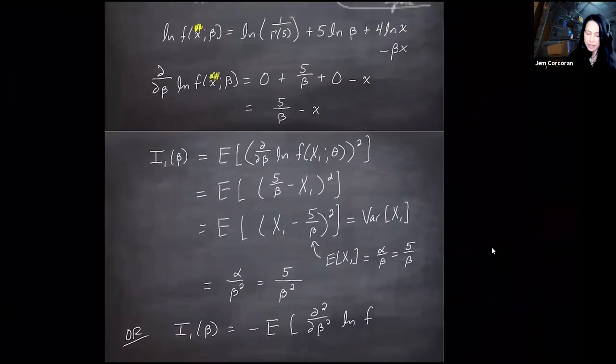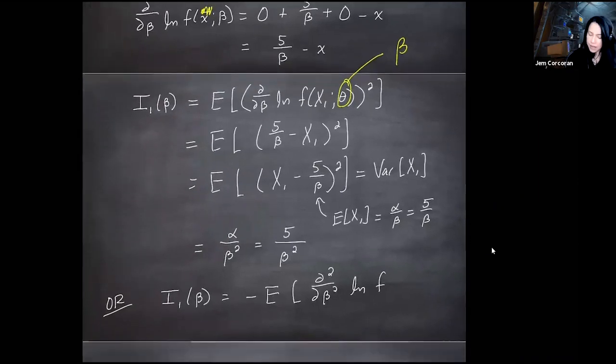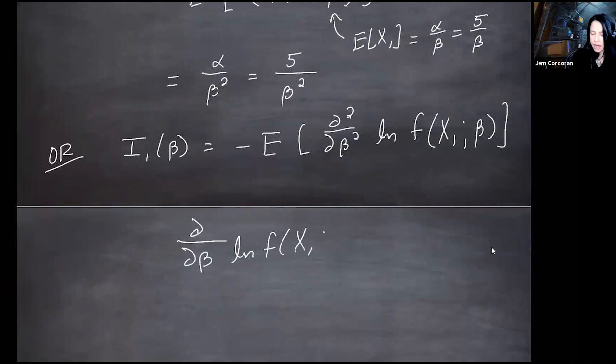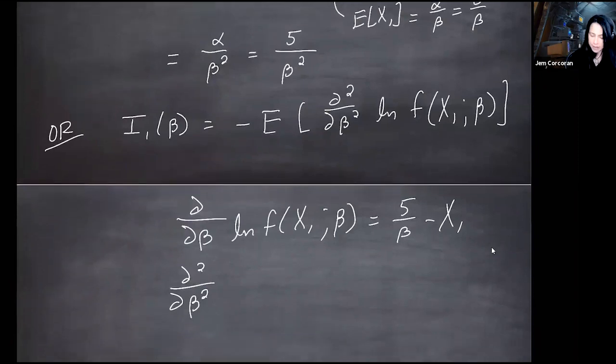Man, I'm doing this all over the place. Another kind of error, I guess I can claim it's a generic parameter, but here I put a theta when that's really a beta. Sorry about that. The log of f of x1 and beta. So we had the derivative with respect to beta of the log of f of x1 and beta. That was equal to 5 over beta minus x1. And so if we go for the second derivative, then that x part is going to disappear.